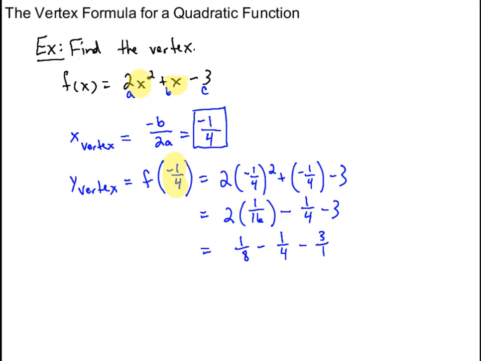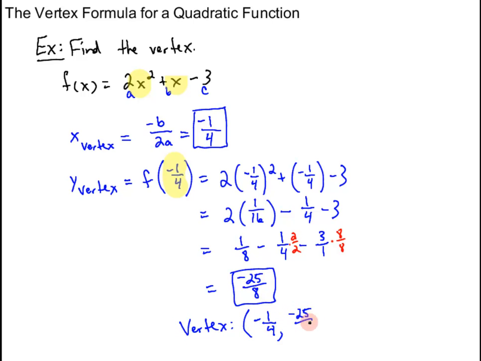So we've got 1/8 minus 1/4 minus 3, and I'm going to put the 3 over 1. Getting common denominators of 8, I multiply 2 over 2 here and 8 over 8 here. So we end up with 1/8 minus 2/8 minus 24/8. 1 minus 2 is negative 1, minus 24 is negative 25, all over 8. So that is the y-coordinate of the vertex. Therefore, the vertex is the ordered pair negative 1/4, negative 25/8.